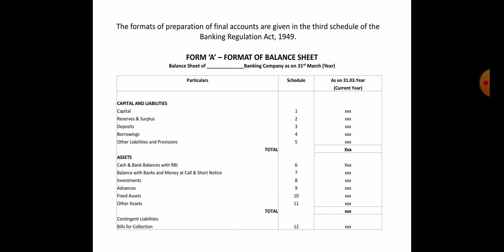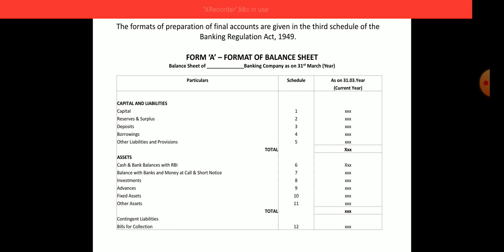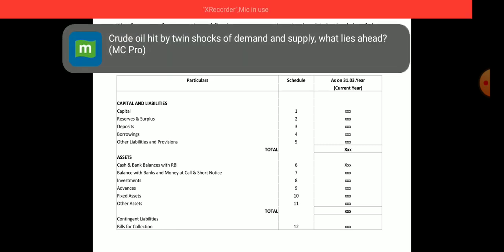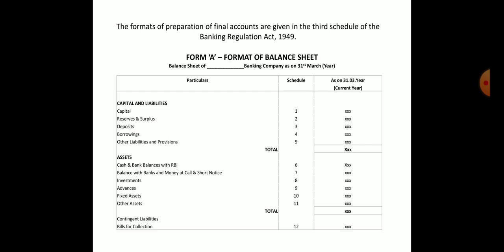So we'll move to the formats which are to be followed for preparing a balance sheet of a banking company. We know that it is Form A. Here, the balance sheet format should contain three columns: particulars, schedule, and amount for the current year. You can even prepare one more column for the previous year, so we can compare the two statements.